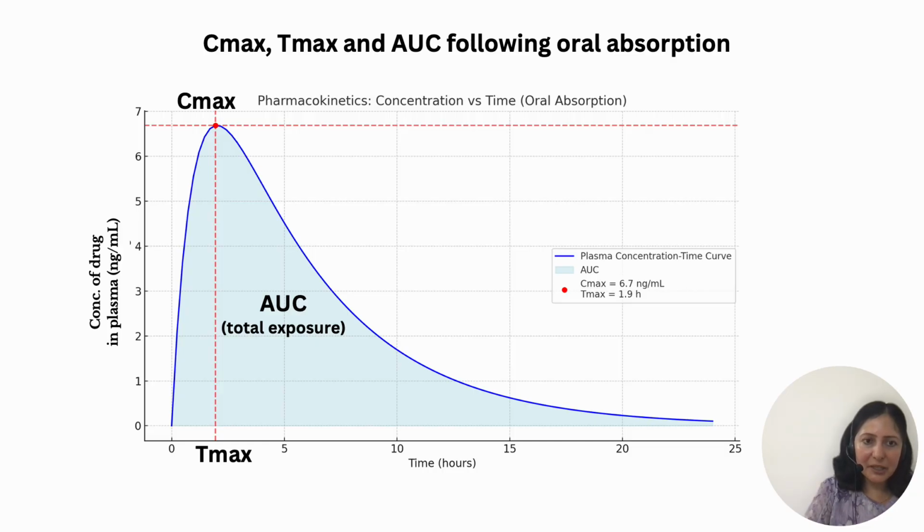A typical PK graph is represented by a concentration versus time graph. The Y-axis represents the concentration of the drug. The X-axis represents the time.